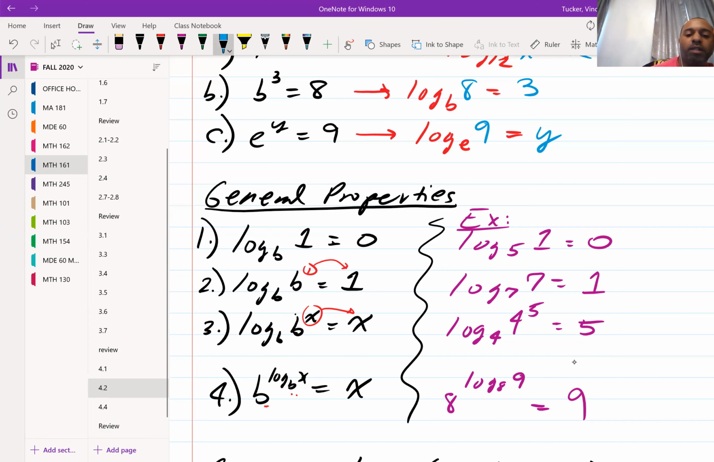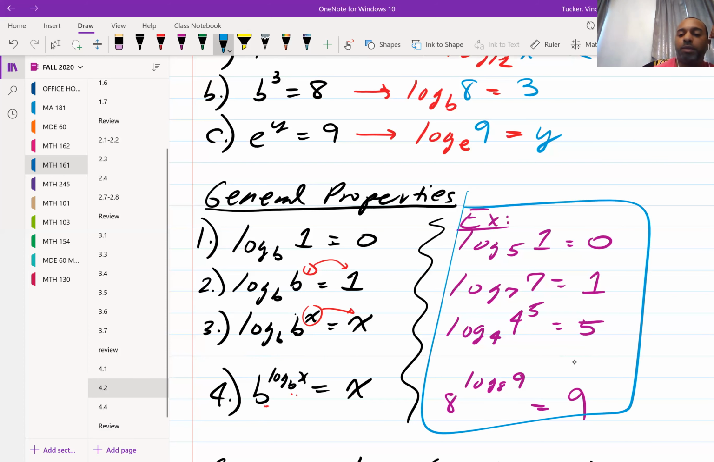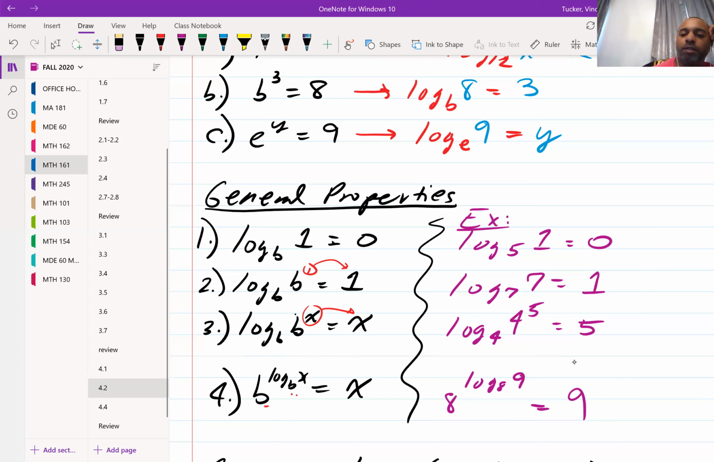Then if you have b raised to the log base b of x, that will cancel it out and leave you with just x as well. So notice that this is your exponent right here, log base b of x, and so they will cancel out. So over here in the purple, we see me do a few examples of what they're emphasizing. Log base 5 of 1 is equal to 0. Log base 7 of 7 is equal to 1. Log base 4 of 4 to the 5th power cancels out and leaves you with just a 5. And then 8 to the log base 8 of 9 will cancel this part out and leave you with just 9.